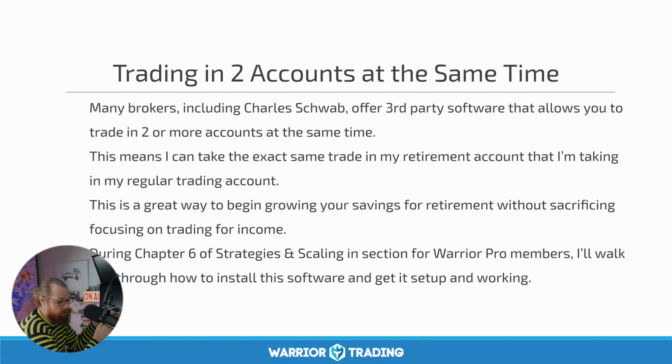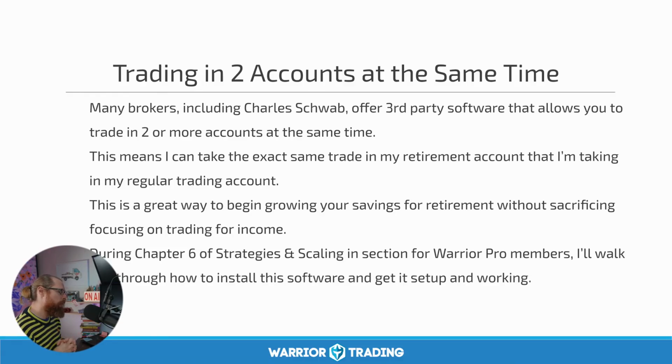You make your contribution. You're limited to how much you can contribute each year to that account. And then whenever you take a trade, you set up your hotkeys, essentially your scripts, so you're executing the same trade in both accounts at the exact same time. So now you have the ability, yes, to double your risk because you're taking twice the position, but also to double your profitability. In Chapter 6 of Strategies and Scaling for Warrior Pro members, I'll walk you through how to install the software and how to get it set up and working. I've got some demos where I show you exactly how it works. And it's a great opportunity to begin saving for retirement without sacrificing focusing on trading for income.